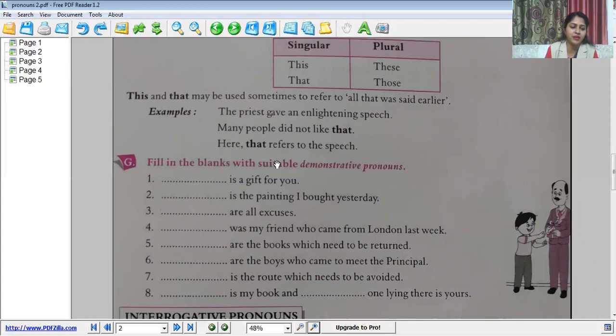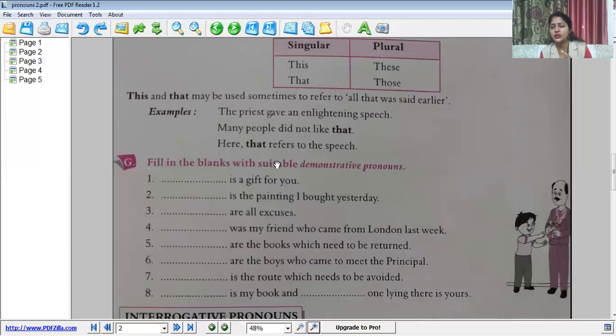Now, dash is my book and dash one line there. Now there means far off. So the second blank, that is there for sure. That is yours. So this is my book. Okay. This is my book and that one over there is yours. So you got the difference, children? Did you understand? So you've understood the concept of possessive pronouns, and the one that we've done today, demonstrative pronouns.